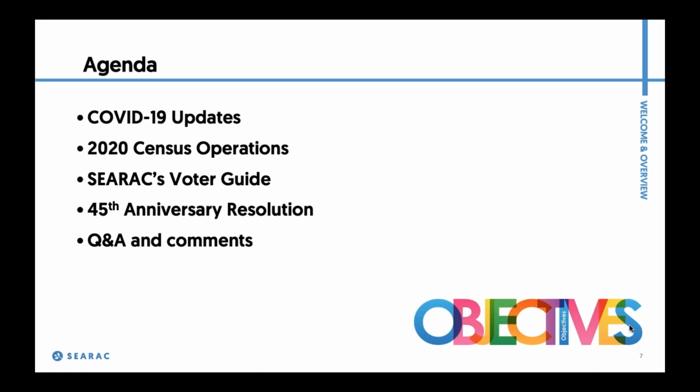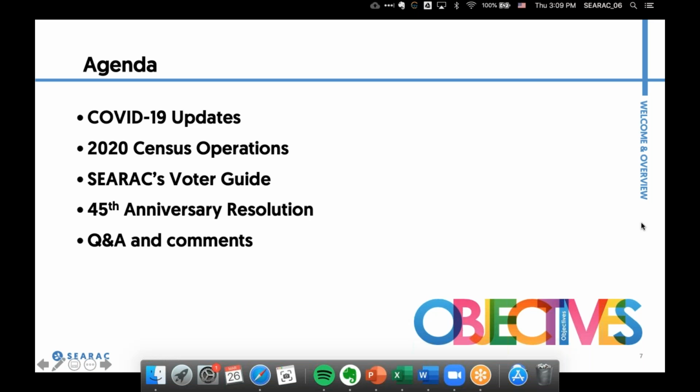Next, I'll just run down the agenda for today's call. We'll start with the major updates that everyone's inbox is flooded with right now, which is COVID-19. We'll then go into census operations, which is undoubtedly affected by that. Next, we're proud to launch CRAC's voter guide for the 2020 presidential election, so we'll go over what that resource looks like. And then we'll talk about the 45th anniversary resolution, just to drum up some attention and awareness about it, to hopefully set it up for success when it rolls out. And then as usual, we'll end with Q&A and comments at the end.